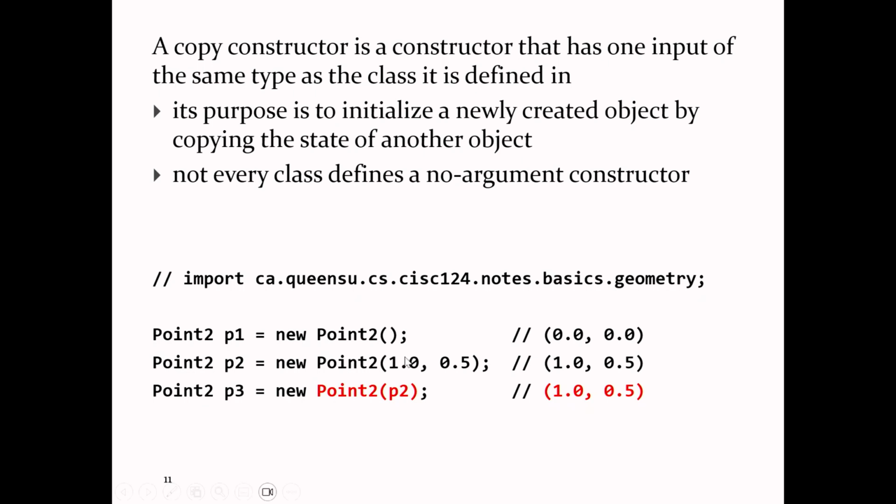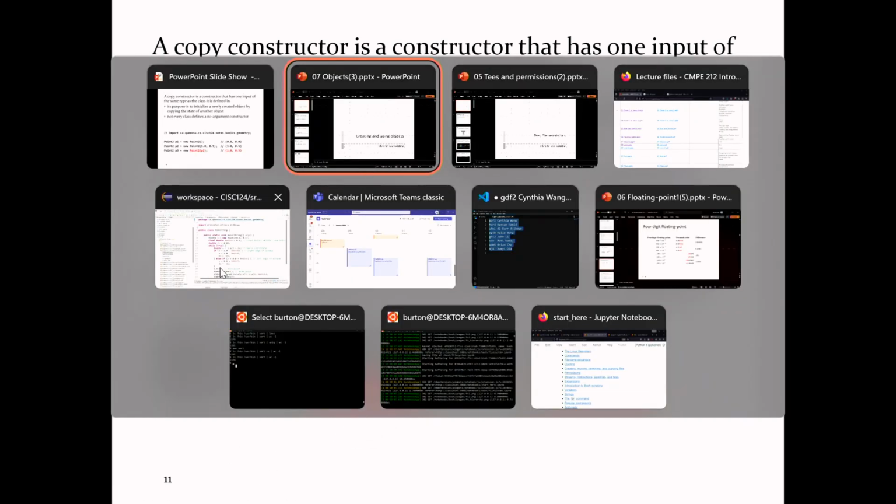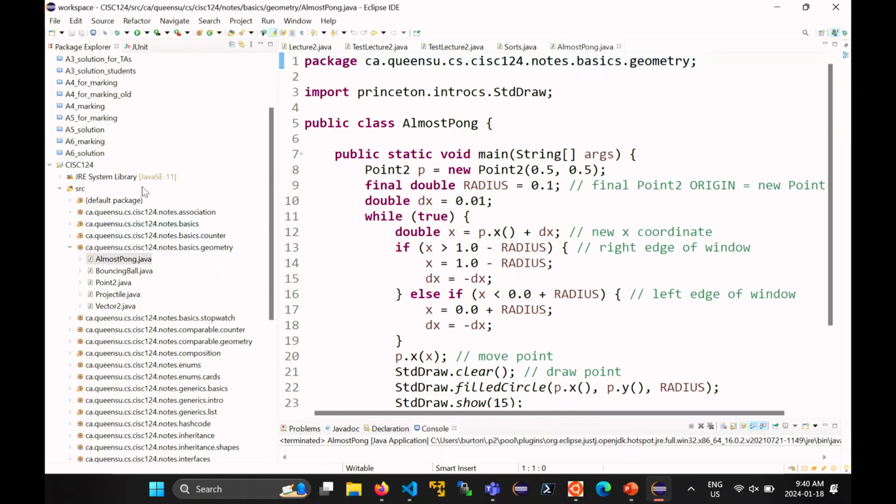That third one there is an example of what's called a copy constructor. A copy constructor is a constructor where the input type is the same type as the class that it's defined in. So let's go look at that constructor in Eclipse. You actually have access to all of this source code. There's a zip file that you can download that contains all the source code for the course. That will give you a project called sys124, it might be called sys124 current or something like that, but all of the source code is in here.